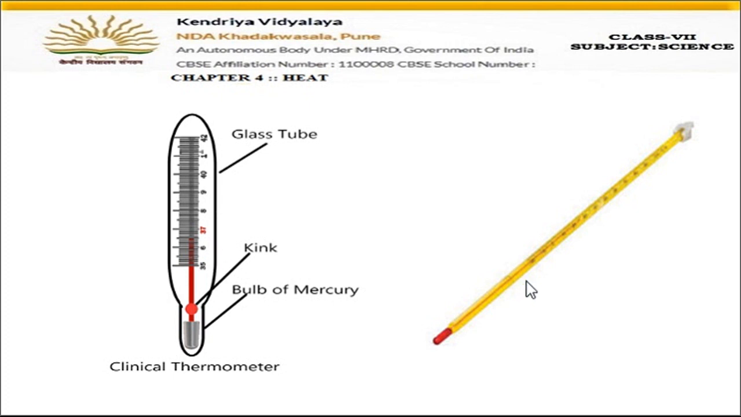And this one is the laboratory thermometer. Here also there is one bulb, but it is very long and very narrow if we compare it with clinical thermometers. They also have markings on them, and these markings also help to take the readings of the temperature of substances. Now moving on to the next slide.